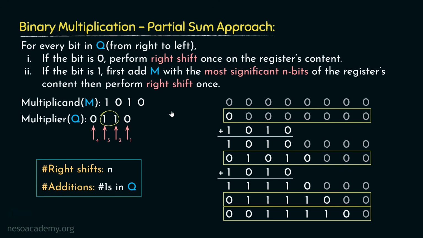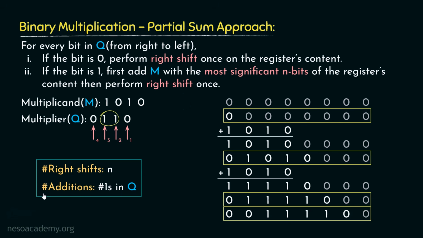Now, during the process, when we traverse Q from right to left, for every bit in Q, whenever we come across the bit 0, we are supposed to perform the right shift once on this register's content. On the other hand, when we come across the bit 1, we are supposed to first add M, that is the entire multiplicand, to the most significant n bits of the register content, and then perform the right shift. So basically, in the entire process, the number of shifts is n, where n denotes the number of bits in the multiplier, because whether we come across the bit 0 or the bit 1, we are going to perform the right shift once.